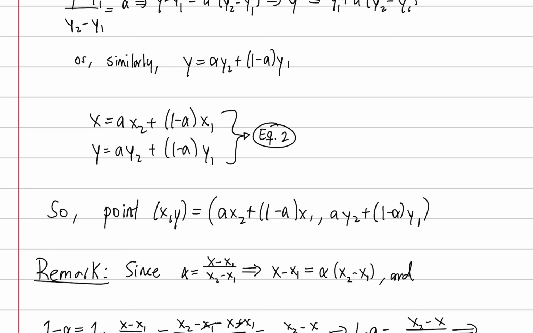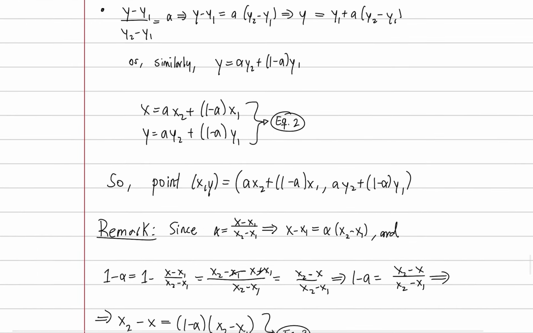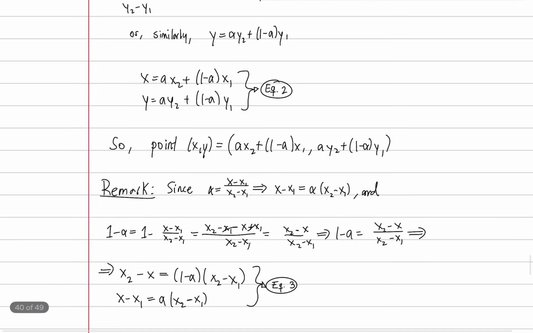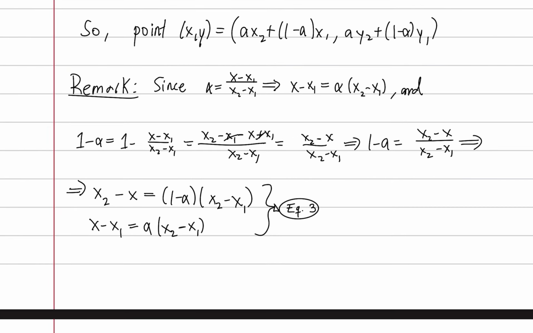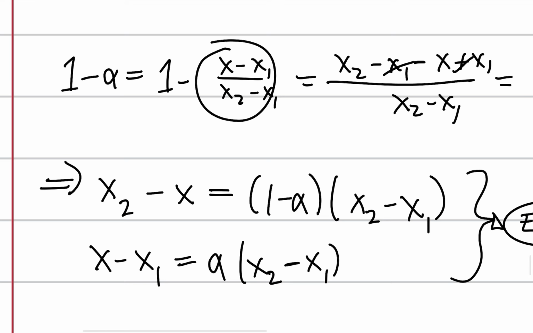So instead of talking about x or y, we're going to be saying alpha is some number between 0 and 1, and that is our point x comma y, right? We can express it in terms of x1, x2, and some alpha. Now, since alpha is this ratio, and by multiplying by x2 minus x1, we get that. We get, by subtracting, 1 minus alpha, that's 1 minus this.